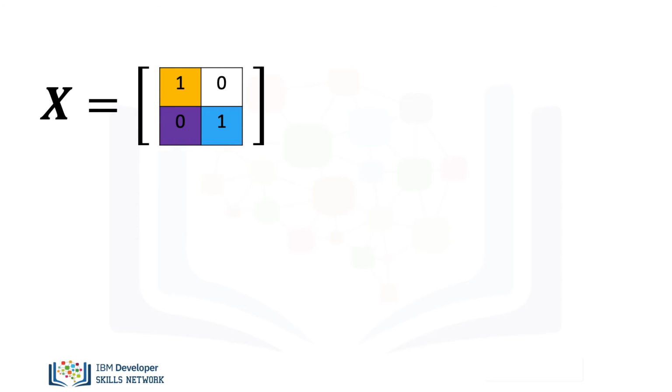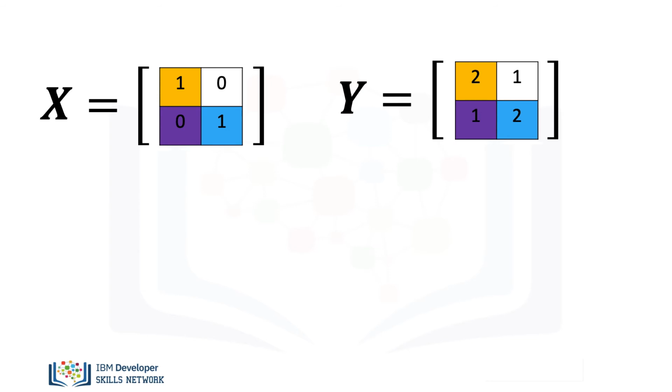Let's start by adding two tensors. The process is identical to matrix addition. Consider the following tensor X. Each element of X is colored differently. Consider another tensor, Y, and each element is also colored differently. We can add the tensors.